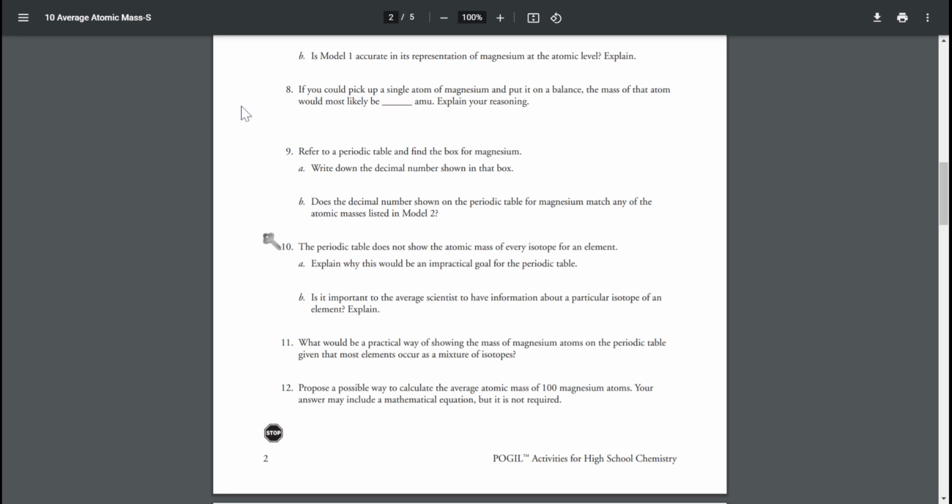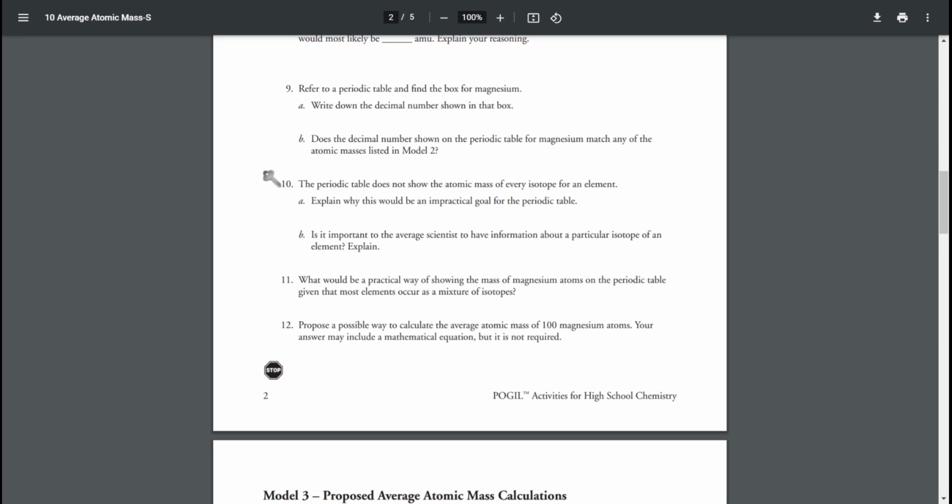And so looking at a periodic table, you can just Google that. There's also a really good periodic table at ptable.com, the letter P and then table, one word, dot com. Then you can find a periodic table to use, and then find the box for magnesium, and write down the decimal number shown in that box.